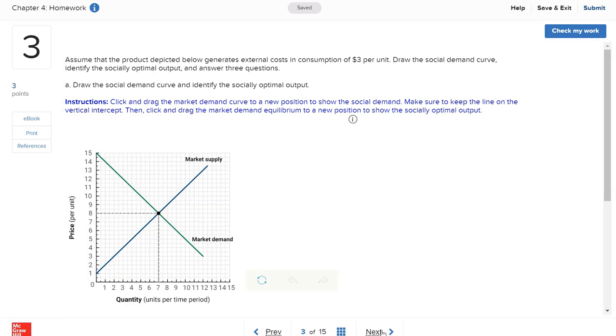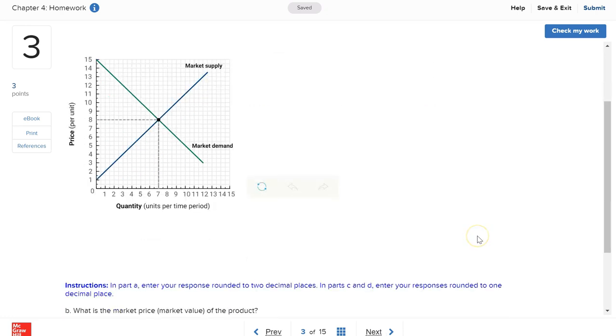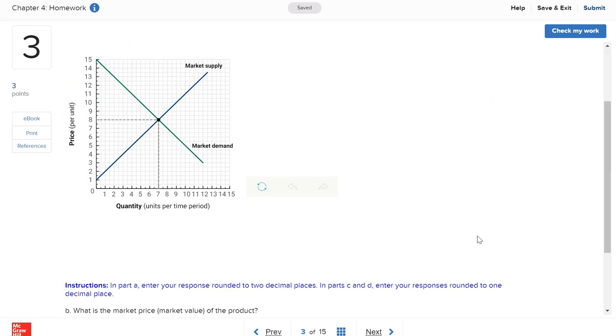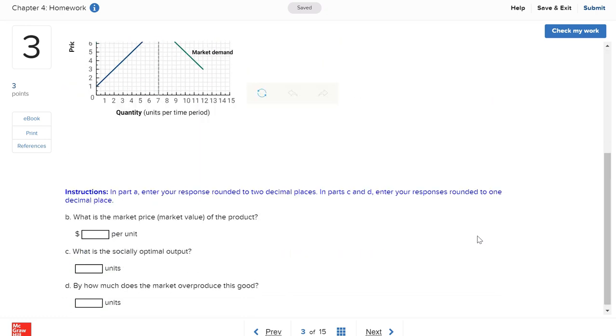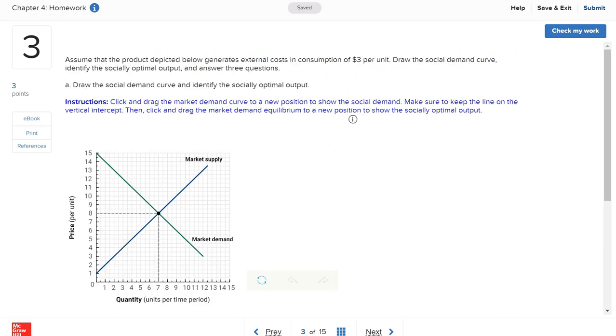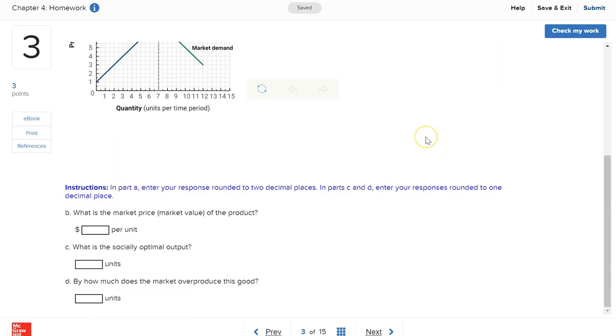Question 3 is similar to that. It works on an algorithm, so sometimes you'll get a variety of questions, sometimes you'll get very similar questions, and in this case, this one looks a bit like the other one. This asks you to recognize market demand versus what is socially optimal. It asks you to click and drag the market demand curve to the socially optimal point to show the social demand and where it should be.